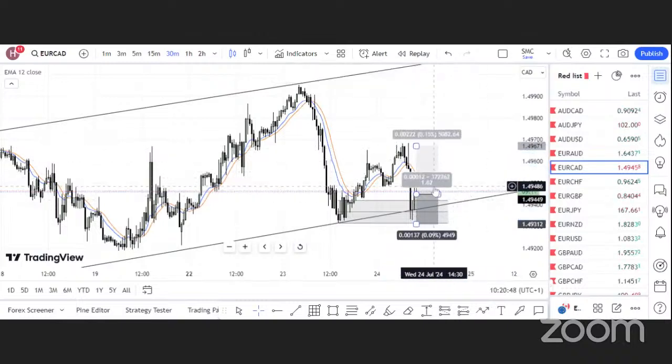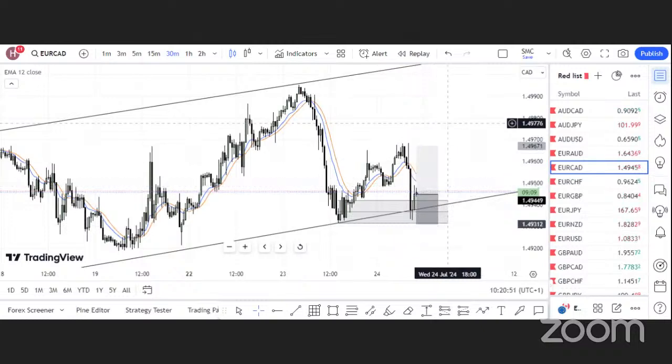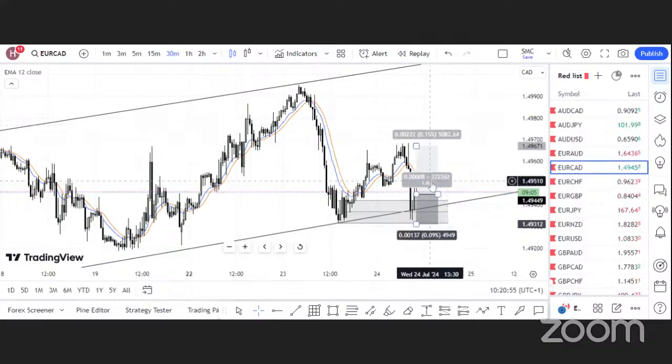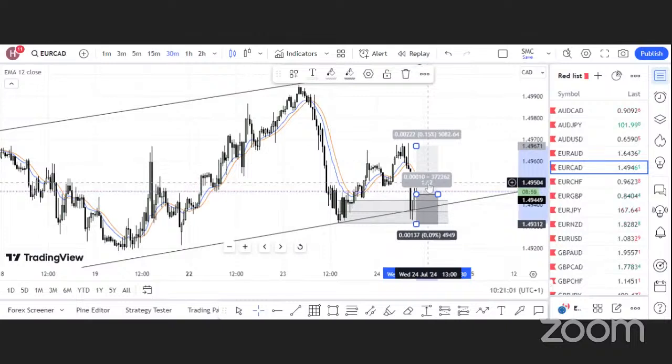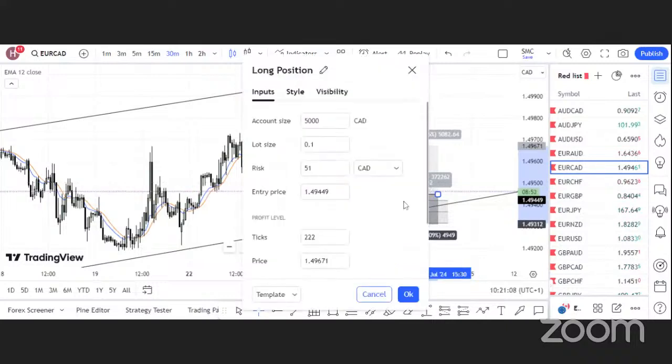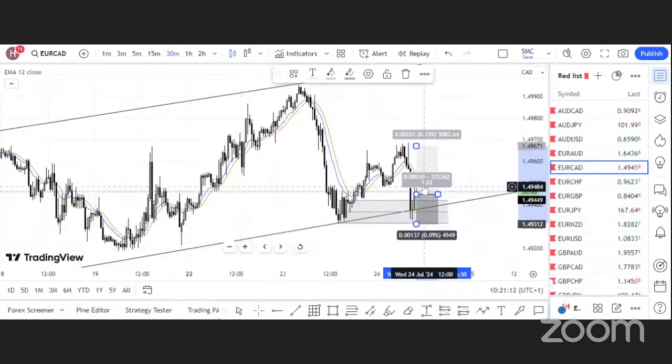So we can actually open a buy position. Guys, let's enter this trade. Euro CAD. Let's buy Euro CAD. So I'm going to copy the take profit and the stop loss for this trade.